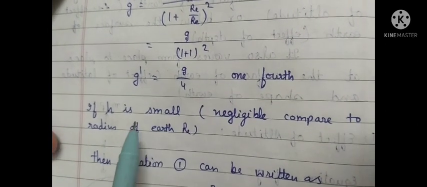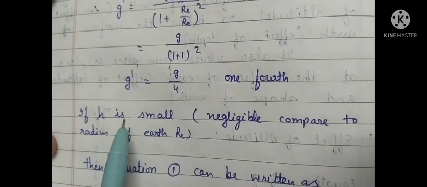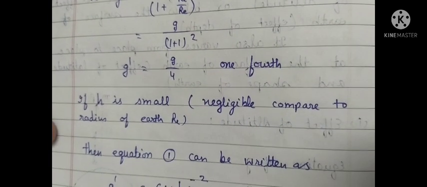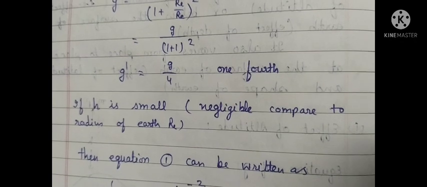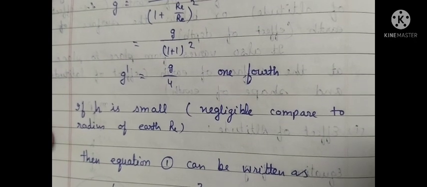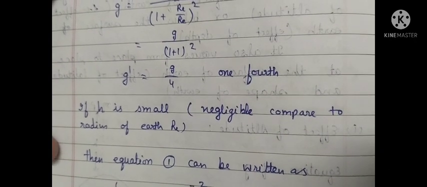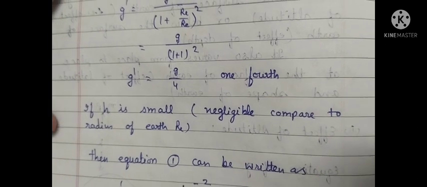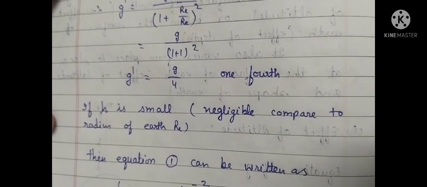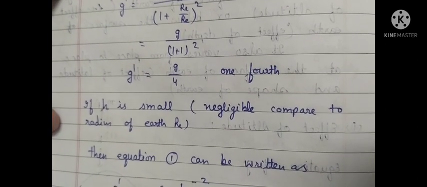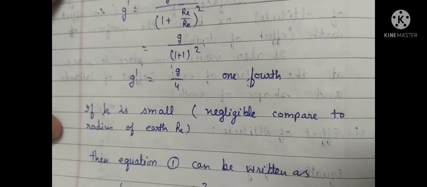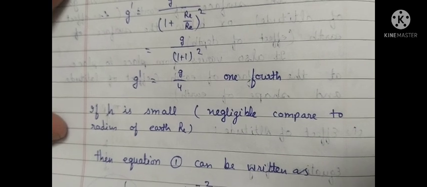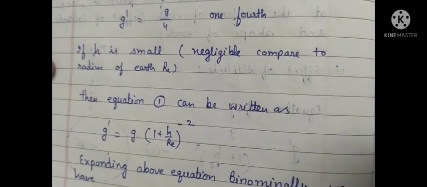In the same way we can calculate the acceleration due to gravity at the moon also, putting the value that the distance between the earth and moon is about 60 RE. 60 RE means 60 times the radius of earth, the distance between earth and moon. So we can calculate, and it is very less. It is about 1 by 3600 times the acceleration due to gravity of earth. So it is very negligible.